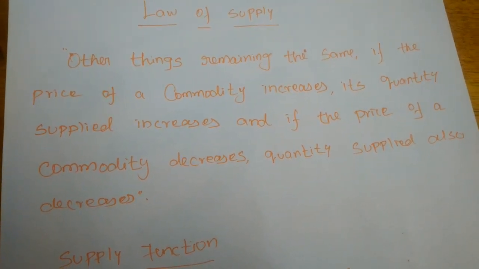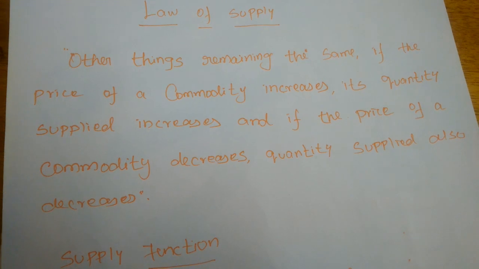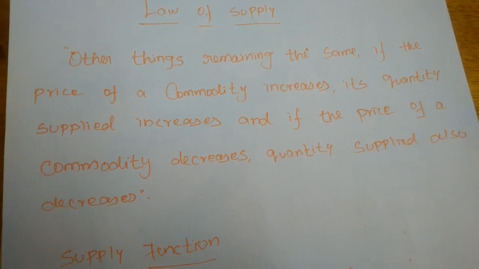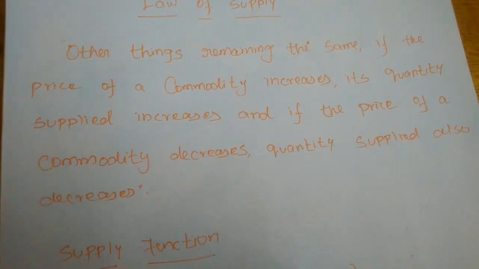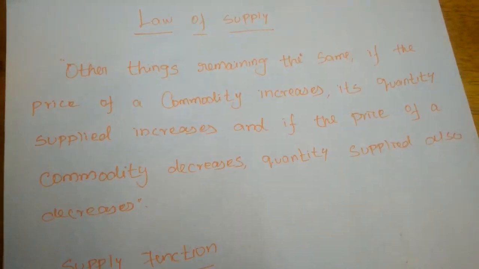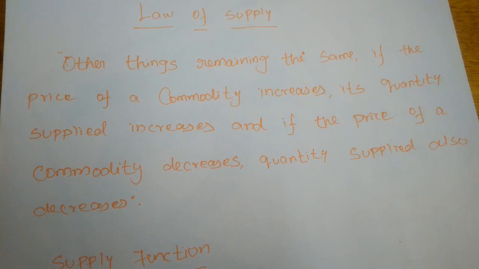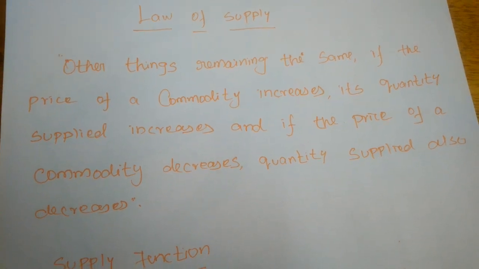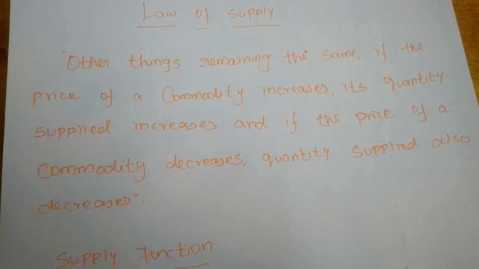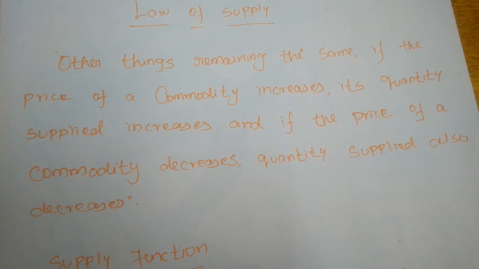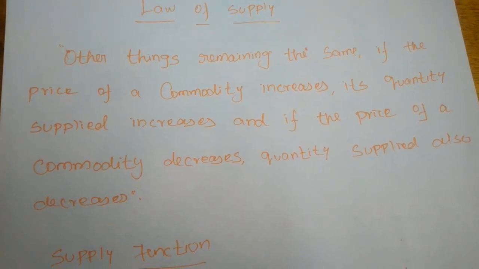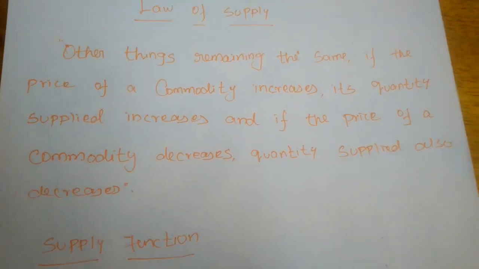So the law of supply describes a direct relationship between the price of a good and the supply of that good. For example, if the price of apples is increased, the producers also want to cultivate more apples. Because of that, the supply also will be increased. So that is one of the definitions.